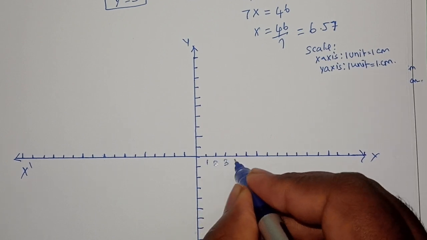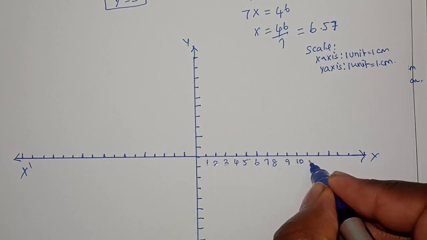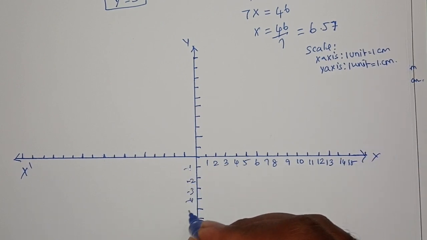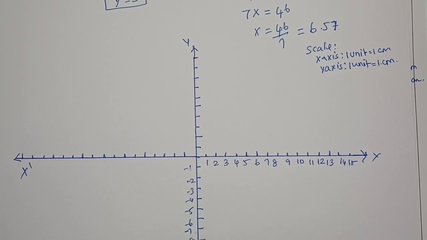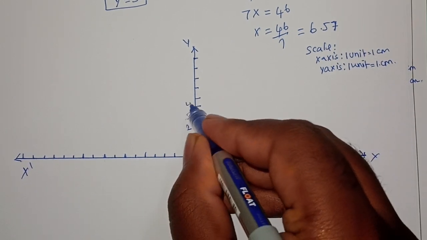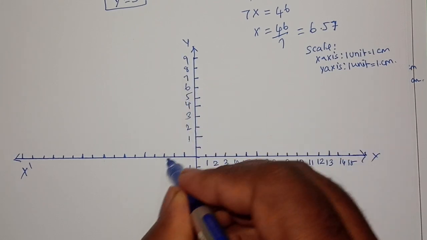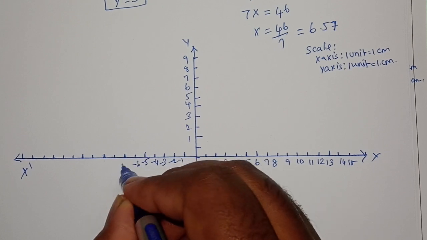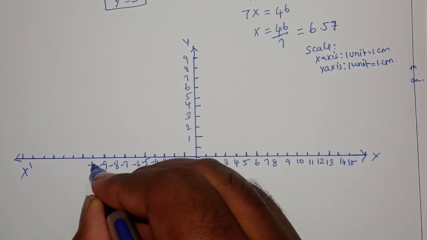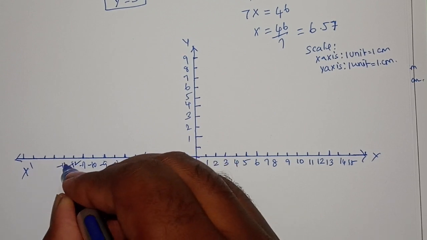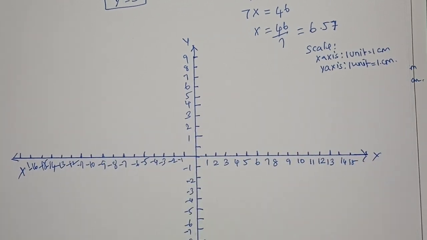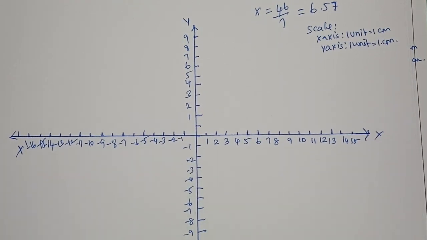First we need to write numbers. Minus 1, minus 2, minus 3, and so on along the axes, then 1, 2, 3, 4, 5, 6, 7, 8, 9, and minus 1 down to minus 16 on the other axis. Draw it very elaborately, not too congested.